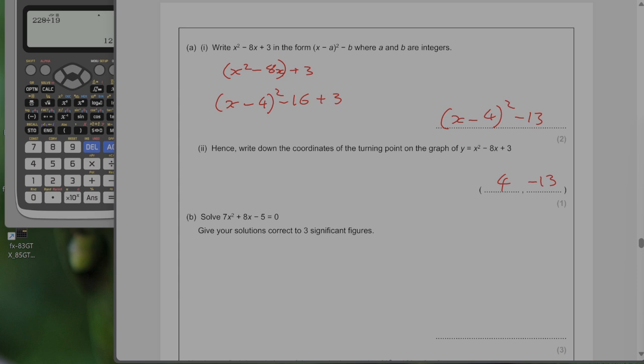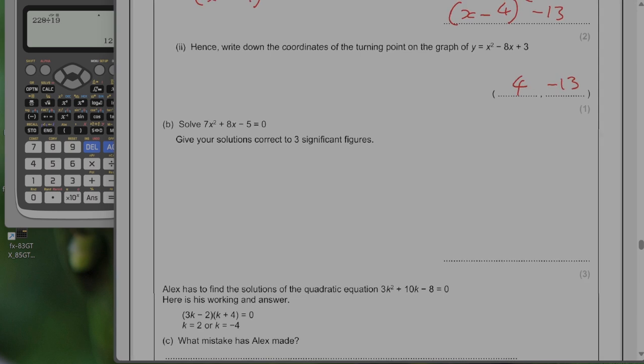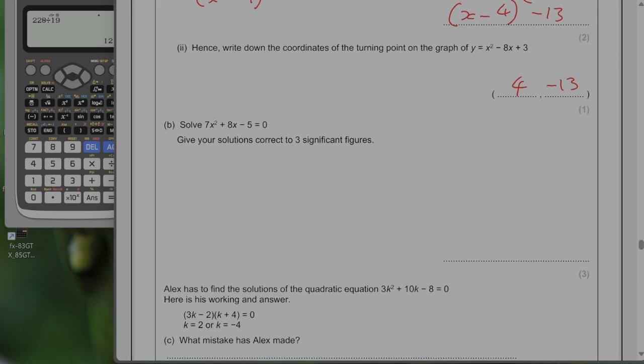Right, part B. Solve 7x squared plus 8x minus 5 is equal to 0, giving your solution correct to 3 significant figures. We're going to use a formula for this. So x is going to be equal to minus b plus or minus the square root of b squared minus 4ac, all divided by 2a.